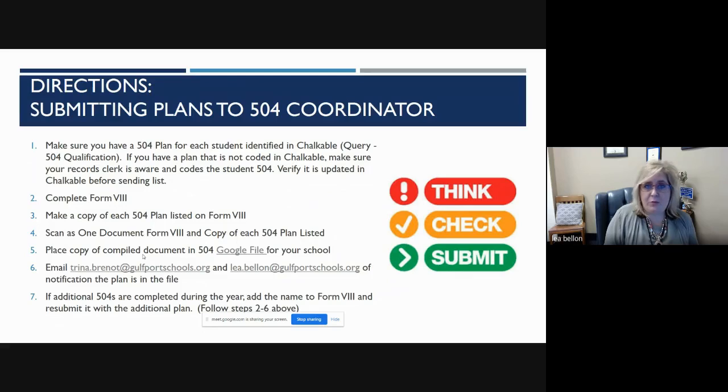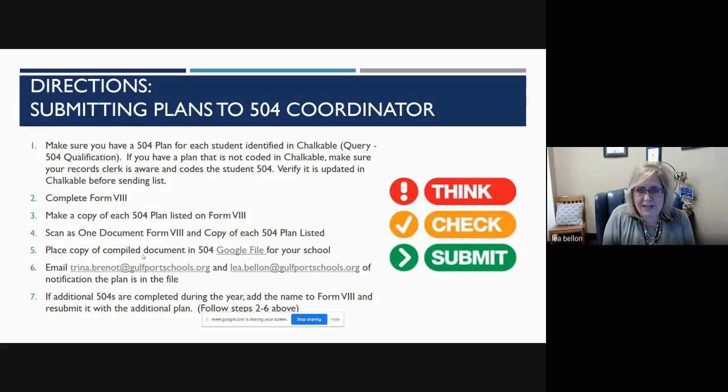query, and you'll pull up obviously last name, first name, grades, and then in that first column, there is an indicator called 504 qualification. So you'll click that and then pull a CSV file. And then you can sort it by grade level, however you want to.